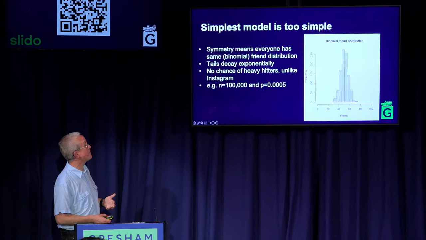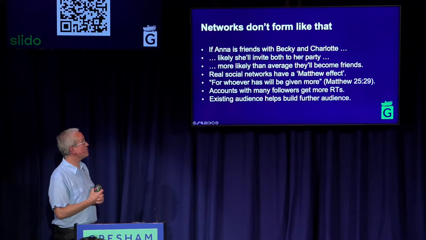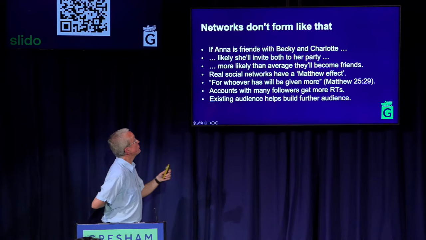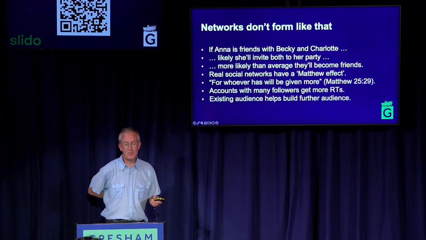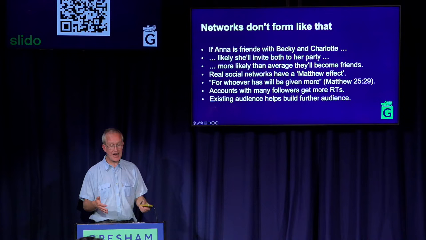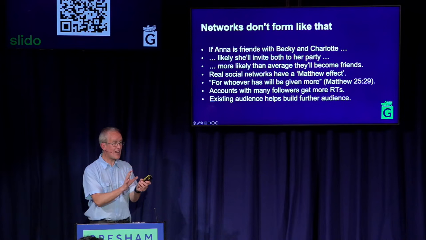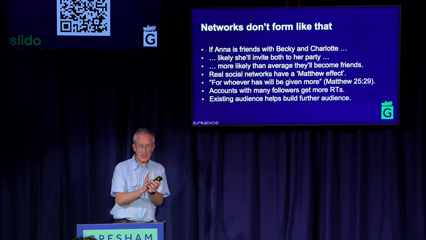So we can think about how social networks actually evolve, the sort of dynamics of friendship. For example, if Anna is friends with Becky and Charlotte, it's quite likely that Anna will invite Becky and Charlotte to her party. It's more likely than average that Becky and Charlotte will meet at the party, talk to each other, and become friends. They're not a random pair of people. So within the network, there is information that builds up like this.